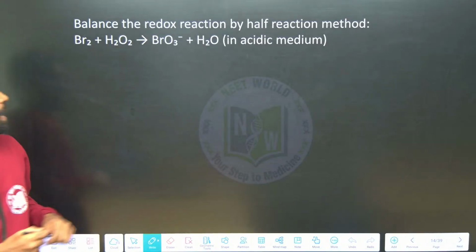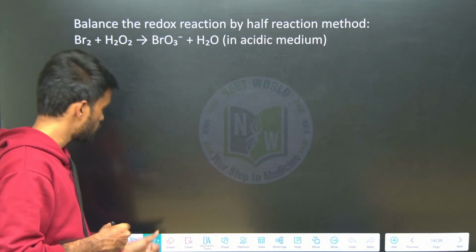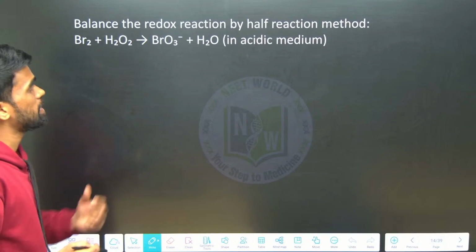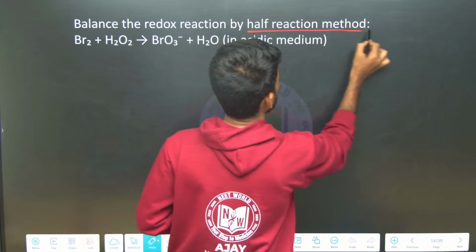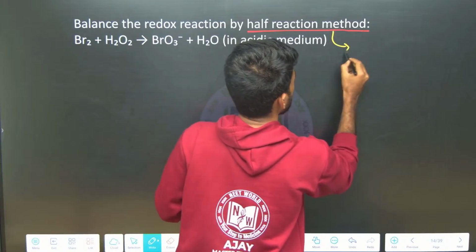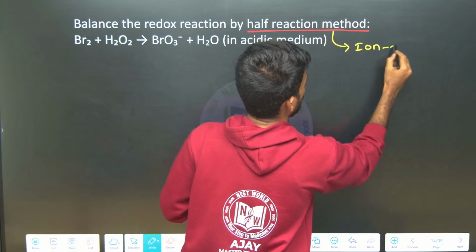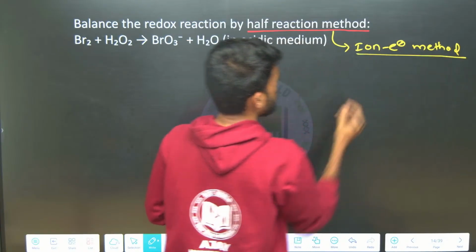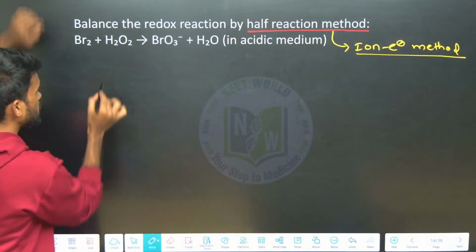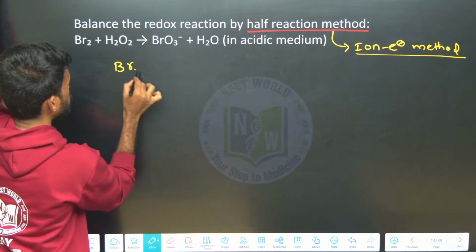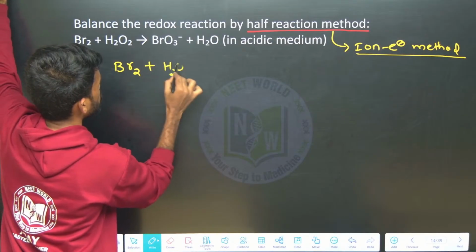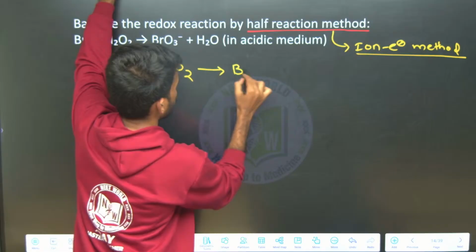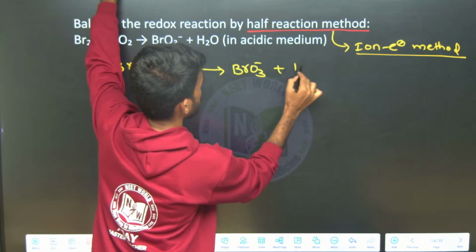Yeah, so try to balance this equation. Balance the redox reaction by half reaction method. They will say half reaction method, or they will also say ion electron method. What is that? In this method, you first write the equation they have given: Br2, H2O2 and BrO3 minus plus H2O is given.